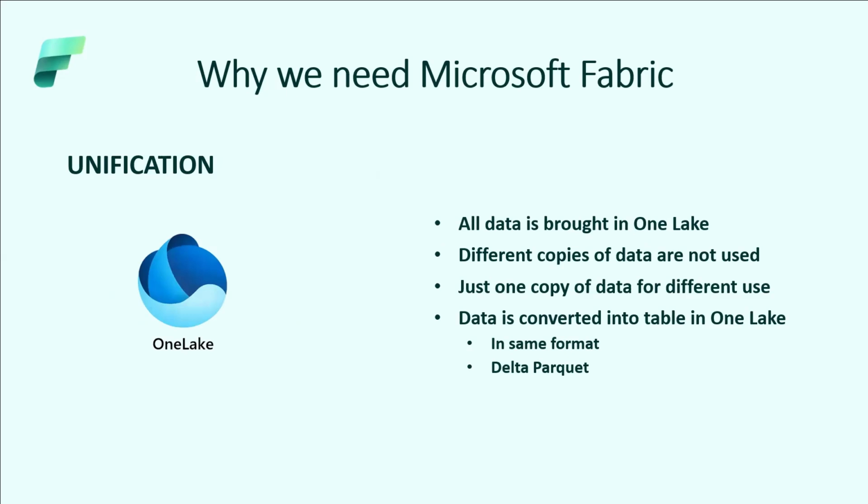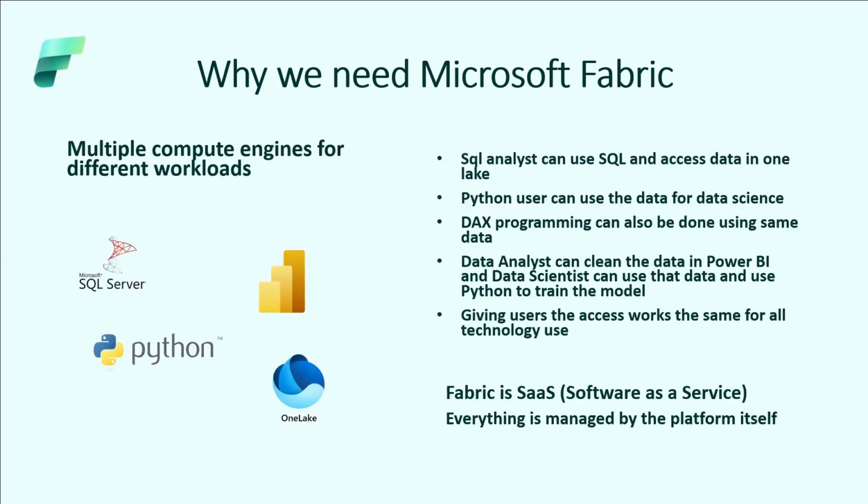So there is the unification of data: all the data is brought into one lake, whichever the source may be, everything will be collected together into one lake. Another good advantage is that for different needs, you don't need to take different copies of data. Just one copy of data is used for different needs. Here the data is converted into tables in OneLake in the same format, which is called Delta Parquet. Since it is converted into the same format, it will be easy if you know Microsoft Fabric, and you can work on the data. There are multiple compute engines for different workloads. Suppose you are a SQL analyst, you can use SQL queries and access the data in OneLake. If you are a Python user, you can access the data for your data science.